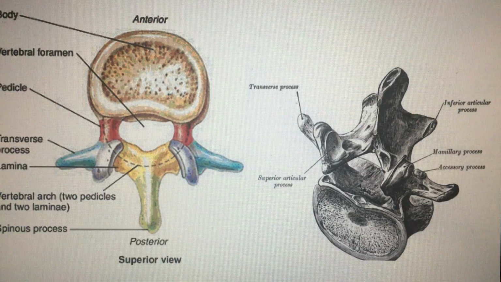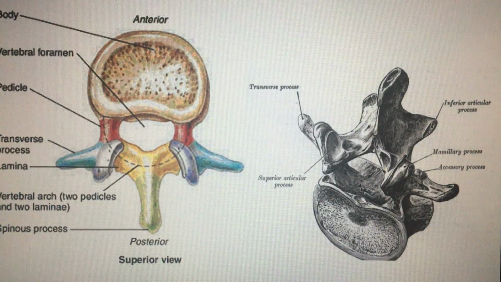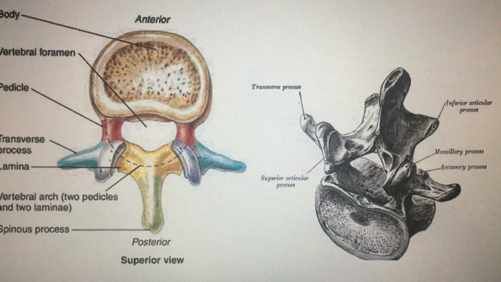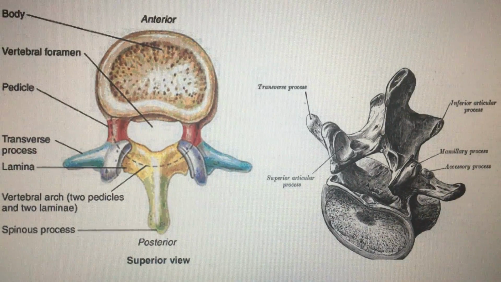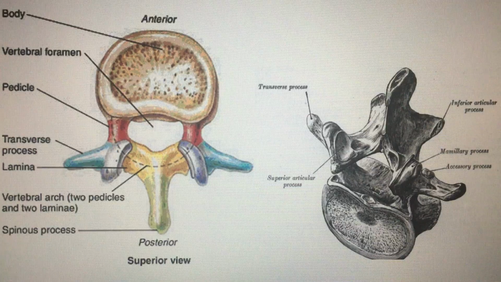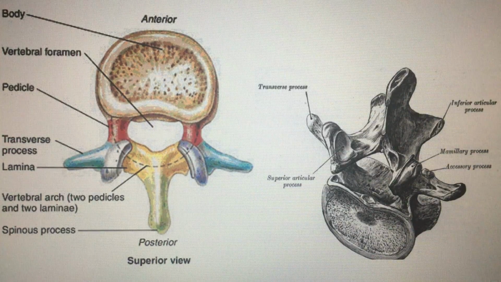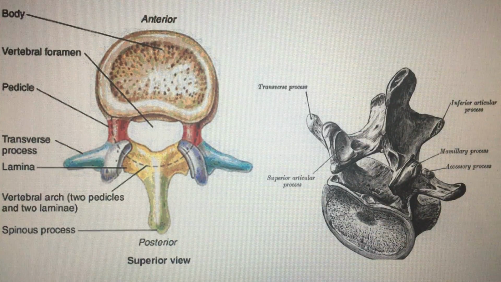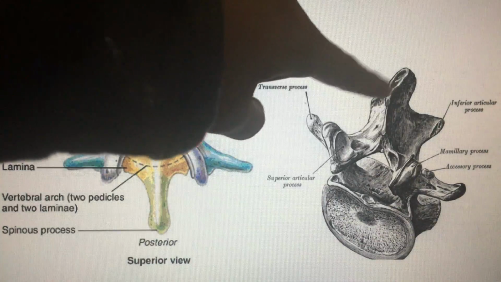This cartoon is good for the division of the posterior compartment. On the right side picture, transverse process and spinous process. Between there's a lamina. And superior and inferior articular process. Between there's pars interarticularis.